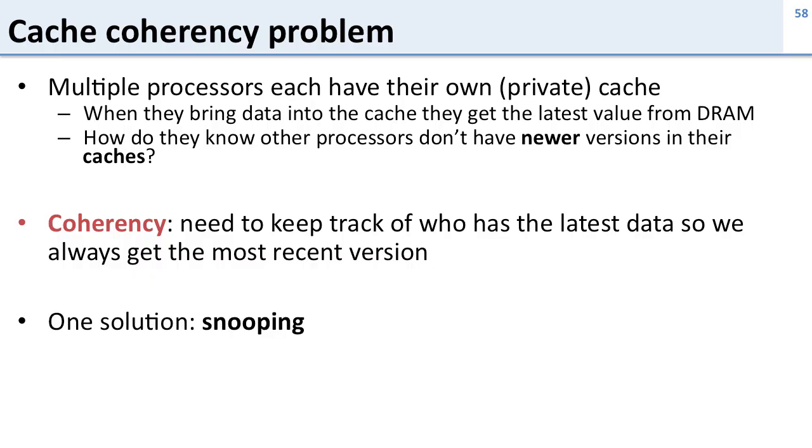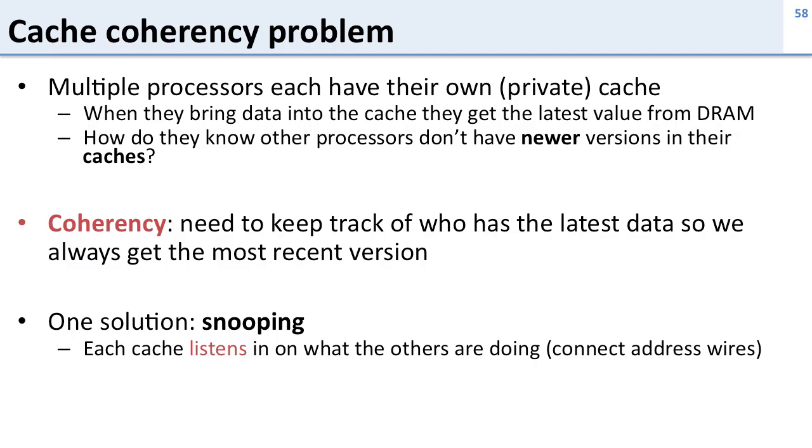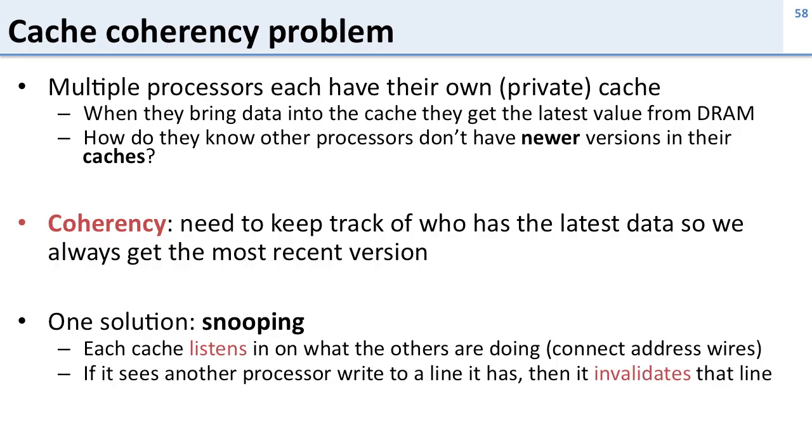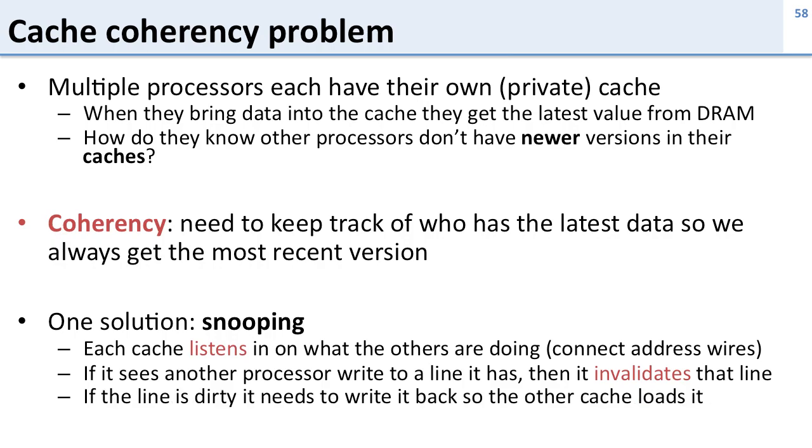One solution to this is called snooping. In snooping, each cache is going to listen to what the other caches are doing. And we do this by connecting the address wires between the cache buses all together. So now every cache can listen to what every other cache is doing. If a cache sees another processor write to a line it has, then it invalidates its line, because it knows the other processor has updated it, and so it's going to have to go get new data for that. If it sees another processor trying to access data that it has that's dirty, it knows it needs to write that data back to the DRAM so the other processor gets the right data.